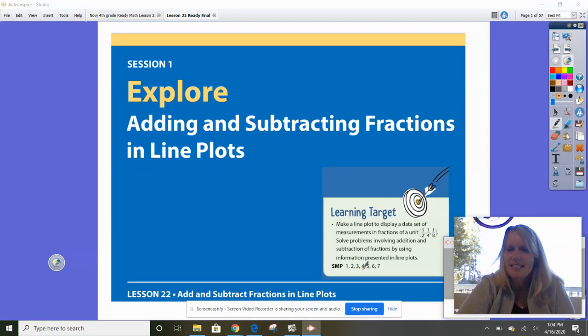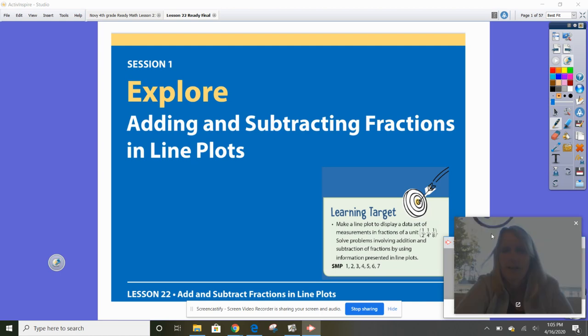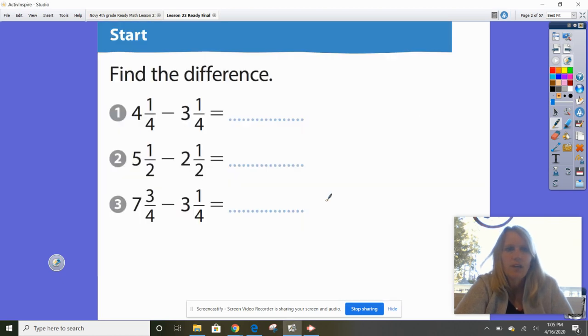Hello, mathematicians. Here we go on lesson 22. The work this week is adding and subtracting fractions using line plots. So that will be super fun. All right, let's get started. So first we just warm up our brains. You need your whiteboard or something to write on and give these a go. Go ahead and push pause and solve them and then come back and see if we agree.